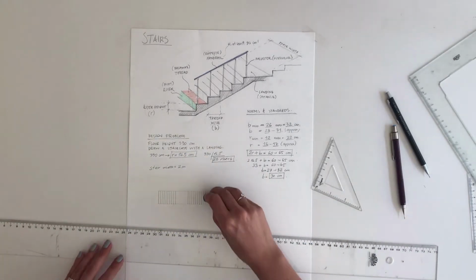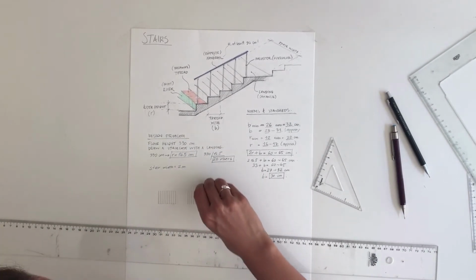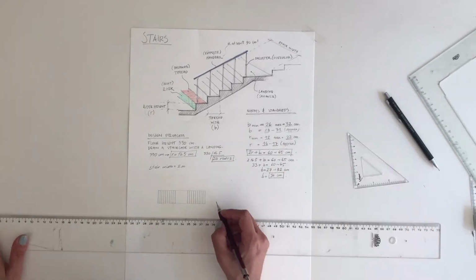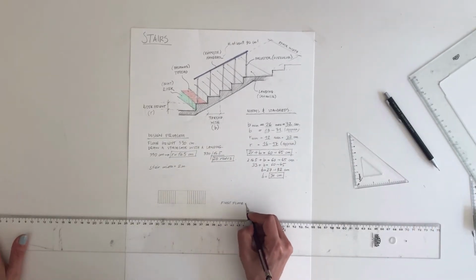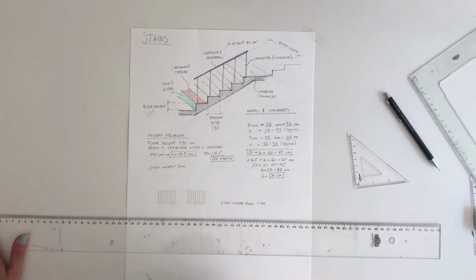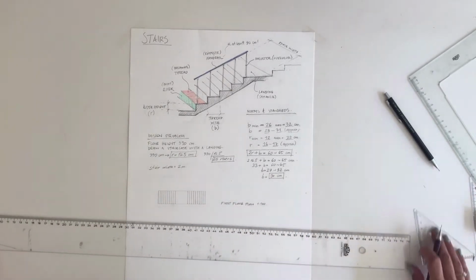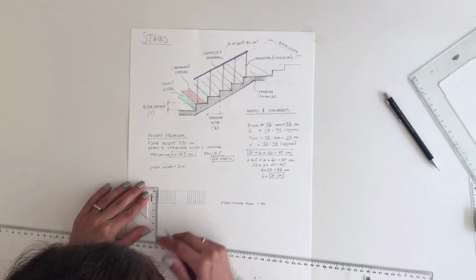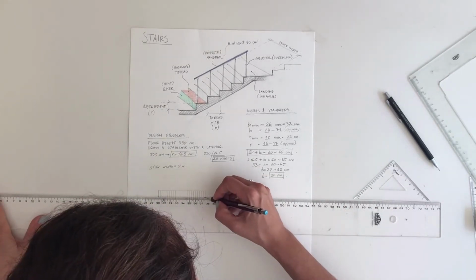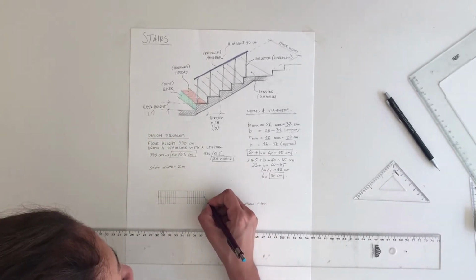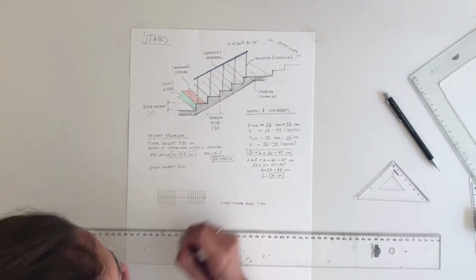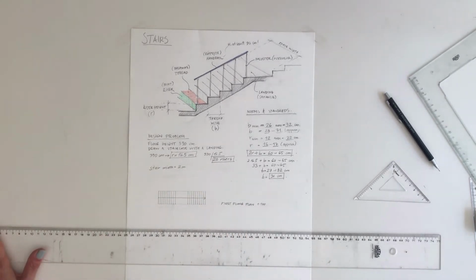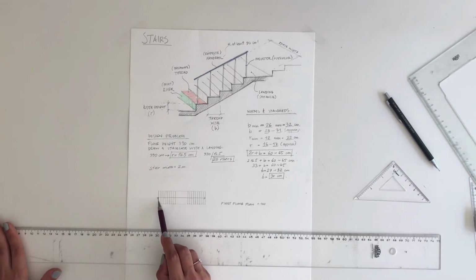I will erase the excess lines here. This is the first floor plan in scale of 1 to 100 of my staircase. But it's not finished yet. Why? I should put the direction of climbing. I will show it with an arrow in the middle of my staircase, like that. So this means the direction of climbing is upwards.